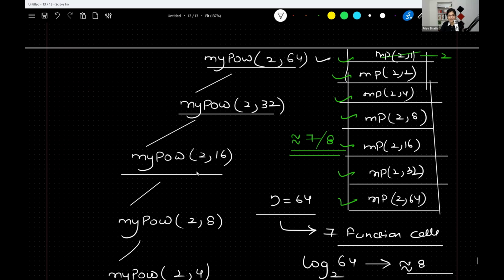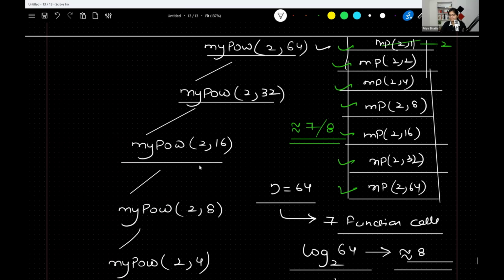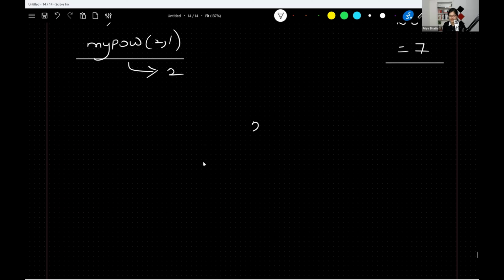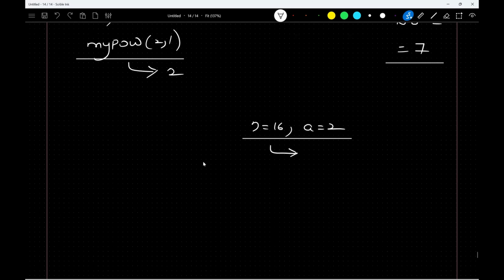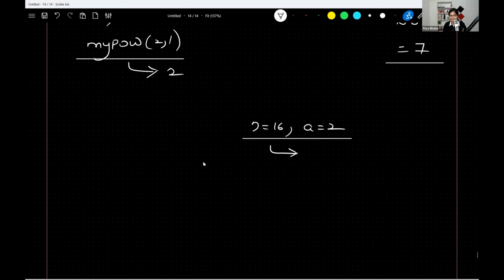Let's say you have 2 to the power 16. Then how many function calls will you use? How many stack spaces in the worst case will you use? What will be the answer? It will be equal to? Any result can I get? 3. When the value of n is 16 and a is 2, how many stack space levels will you use? Approximately 3. Yes? Is it correct? 3 to 4, you can say.